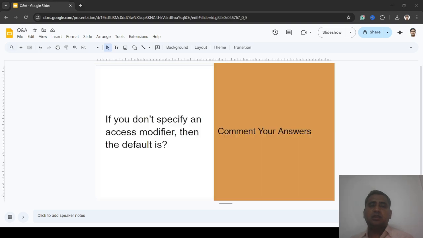Now let me know in the comment section: if you don't specify an access modifier or access specifier, what is the default value?